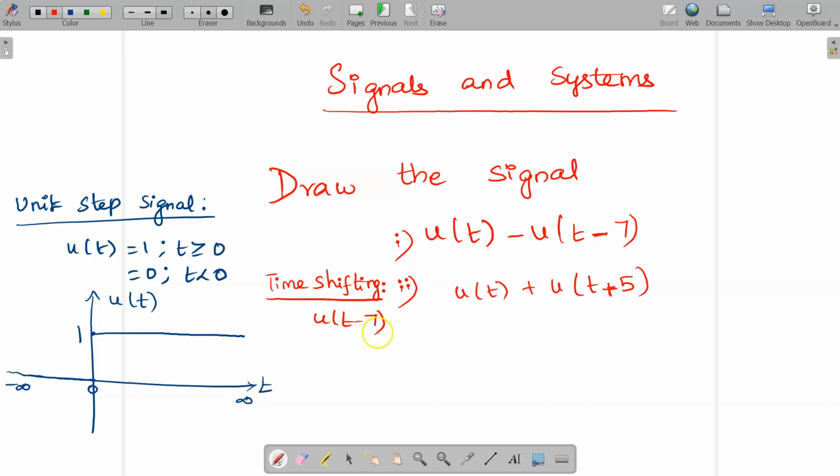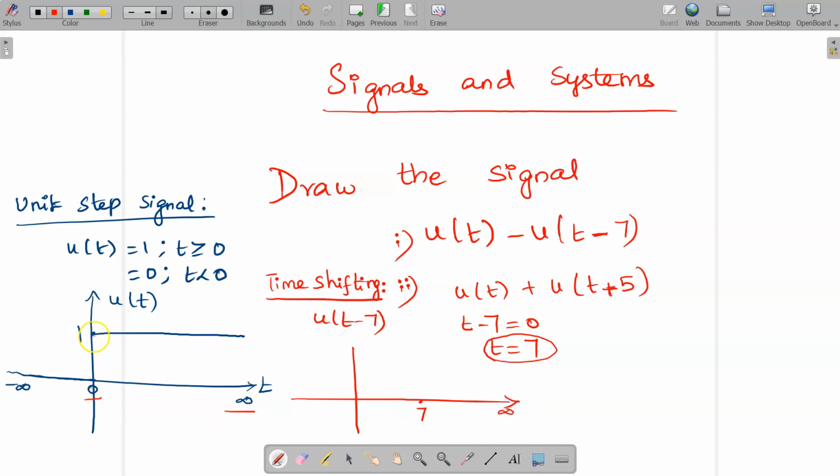Whenever we have t plus some value, then we will be getting a left shifted signal. So how will we apply this mathematical operation? Just for an easy way, we equate t minus 7 to 0. So t is equal to 7. Whatever value you have obtained here, t is equal to 7, add it with each and every instance of t. So 7 plus 0 becomes 7. Infinity plus 7 becomes infinity.